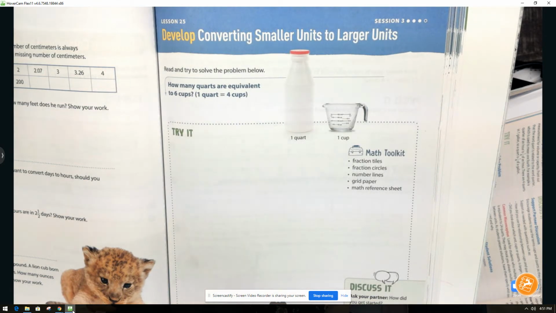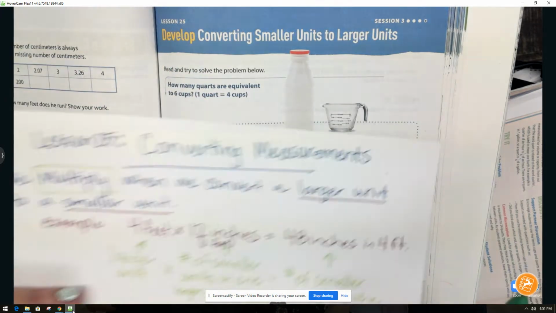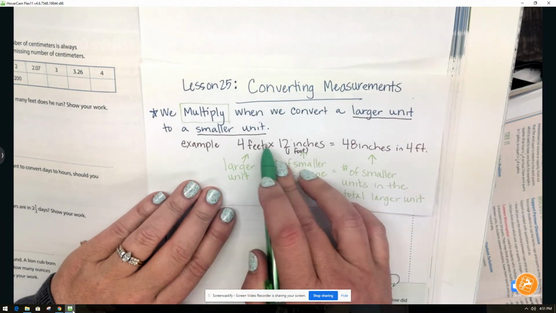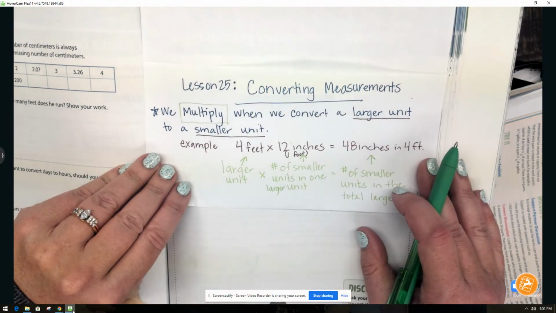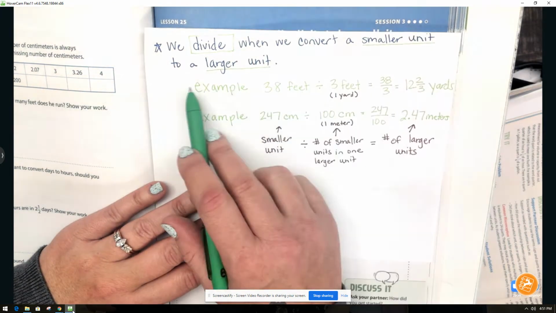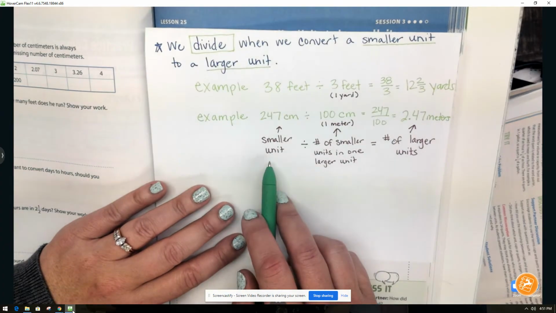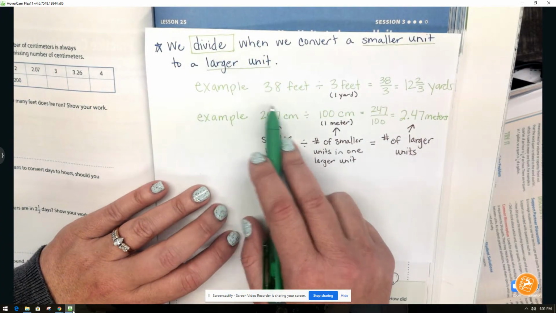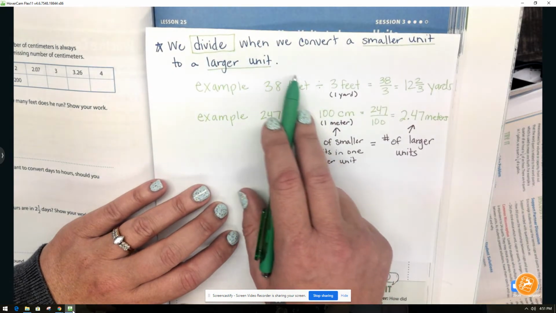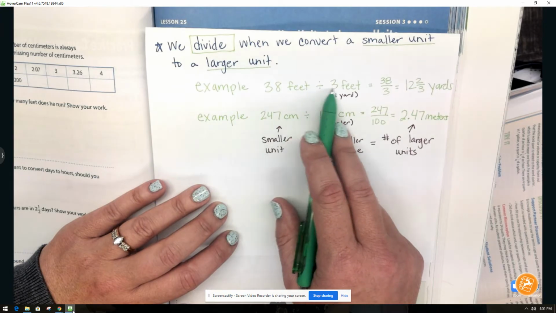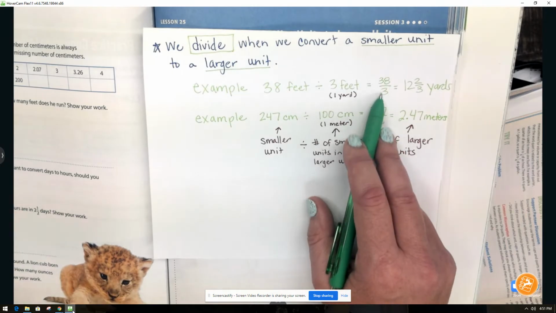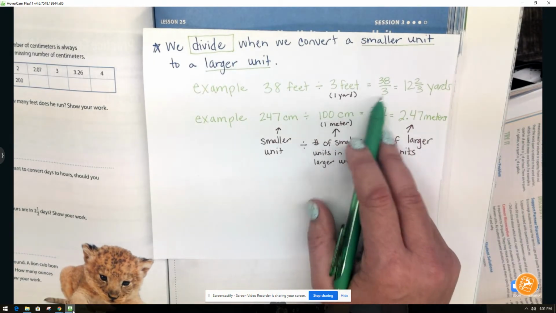What we've learned in the past is that we multiply when we convert a larger unit to a smaller unit. Now, we will divide when we convert a smaller unit to a larger unit. So for example, if we had 38 feet and we wanted to convert it into yards, we would take the 38 feet and divide it by 3 feet because there are 3 feet in 1 yard, and then we would get a fraction as our answer, and then we could change this fraction into a mixed number.